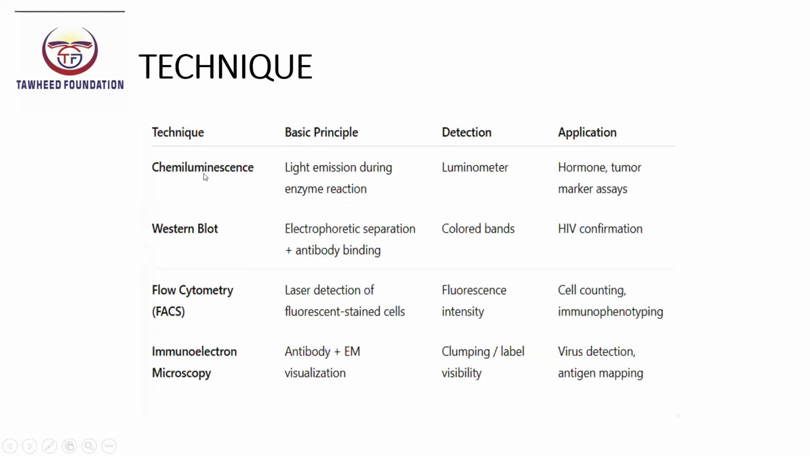So, summary of all these techniques: chemiluminescence, Western blot, flow cytometry, and immunoelectron techniques each rely on specific detection principles. Chemiluminescence uses light emission. Western blot separates proteins and visualizes antibody binding. Flow cytometry quantifies fluorescently labeled cells, and immunoelectron methods visualize antigen at high resolution. These methods provide quantitative, qualitative, and ultrastructural information, making them essential tools in clinical diagnostics and research.